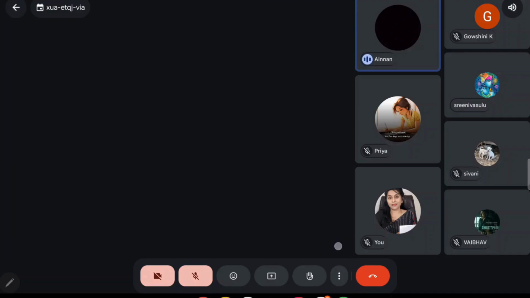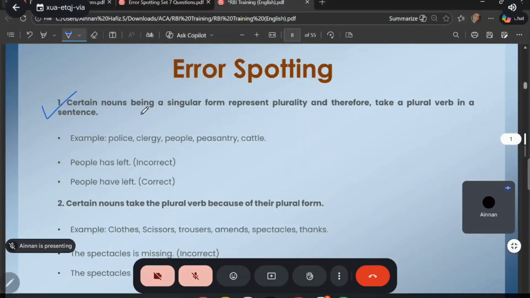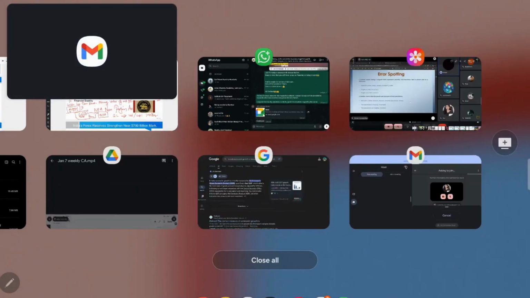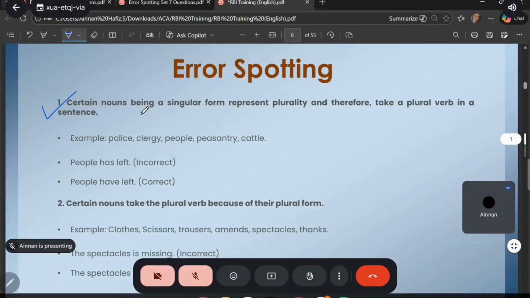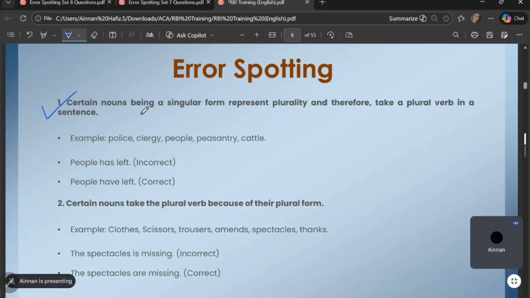Perfect. So when it comes to error spotting, it is basically a mixture of all the topics found in English grammar. Starting with articles, you can have errors with articles too. Second is parts of speech. After parts of speech, you have something called gerunds and subject verb agreement. You can have errors with these topics too.